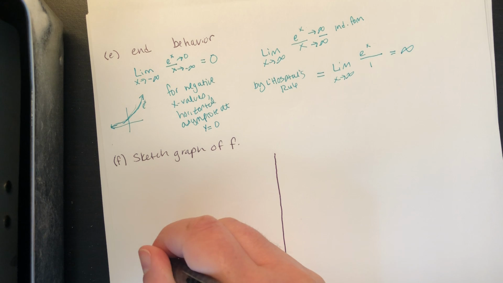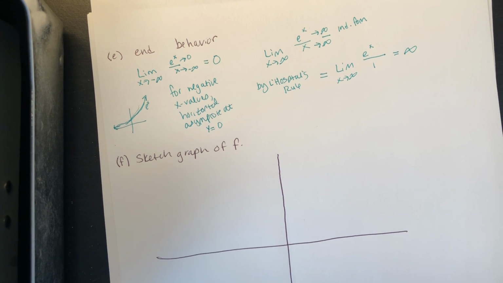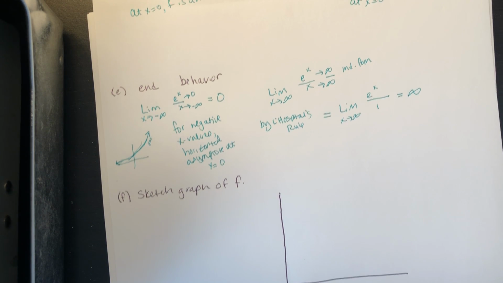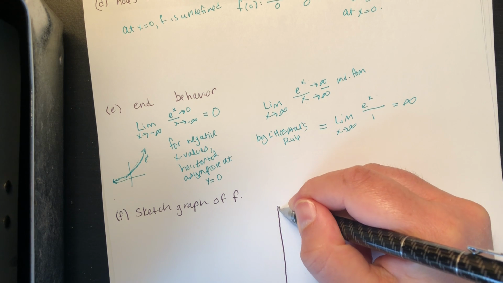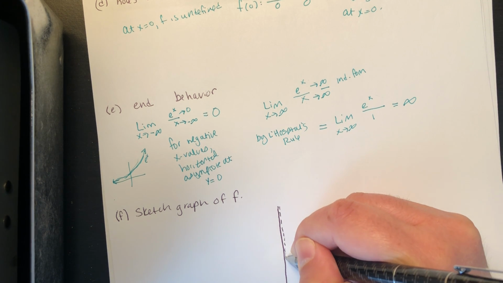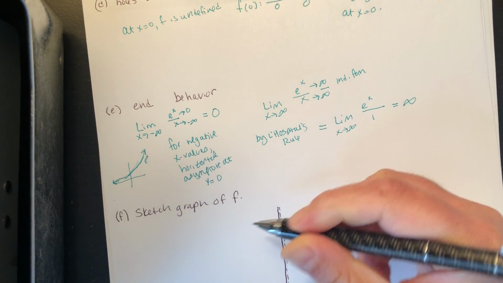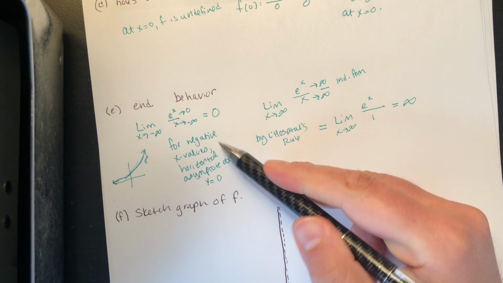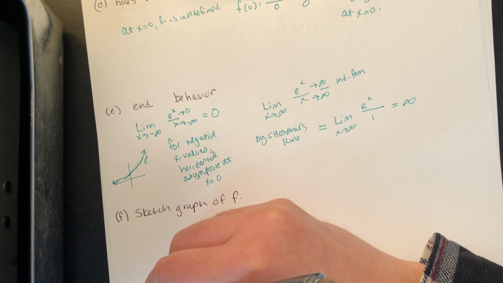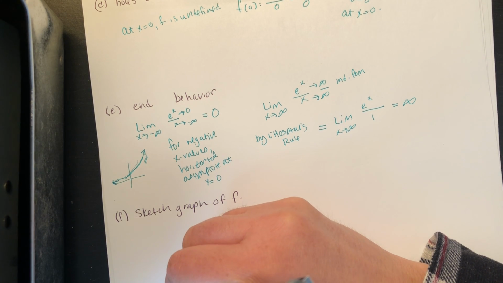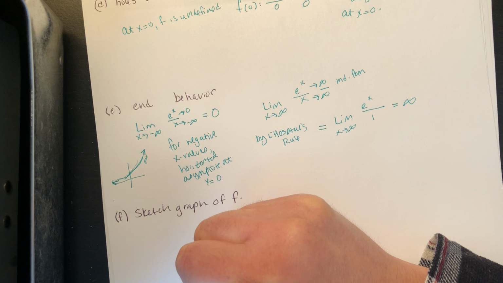So let's start by sketching in any asymptotes we have. We know that we've got a vertical asymptote at 0, so I'm just going to draw this dotted line here at 0 as a reminder that this is an asymptote. And we have a horizontal asymptote at 0, but only for negative x values. So I'm going to draw this asymptote, but I'm just going to do it on the left-hand side of the graph.